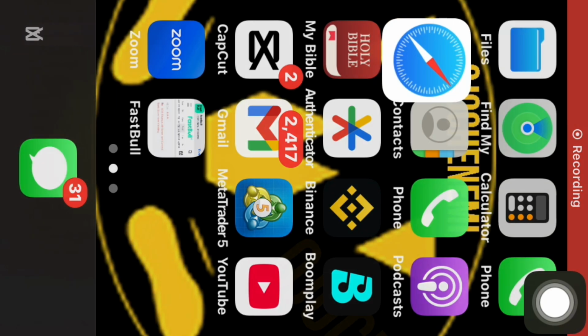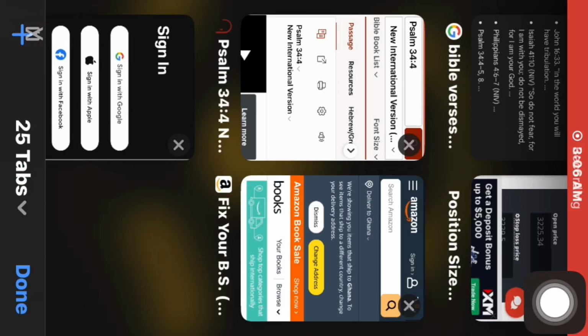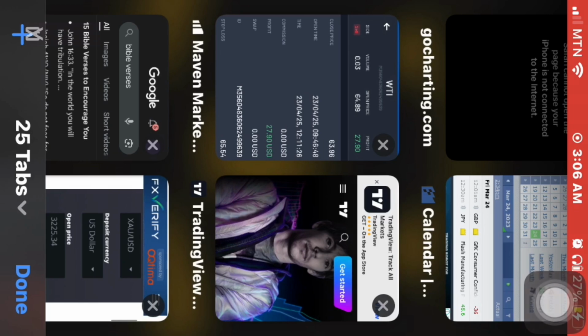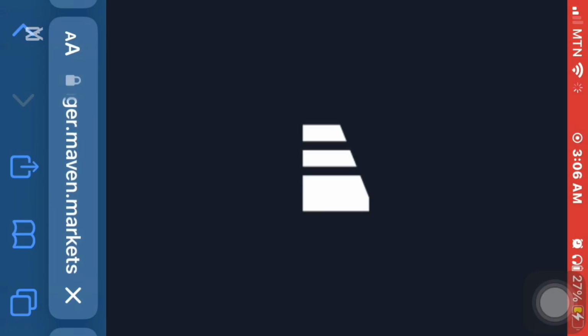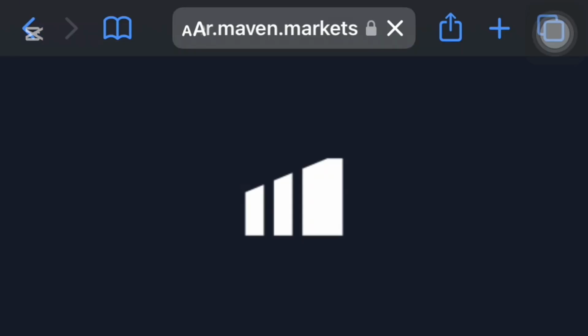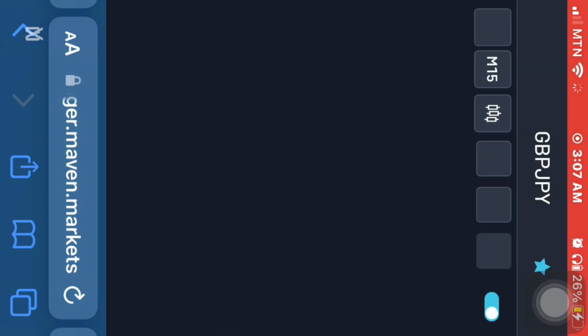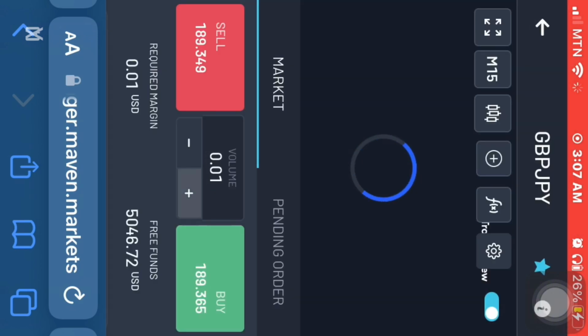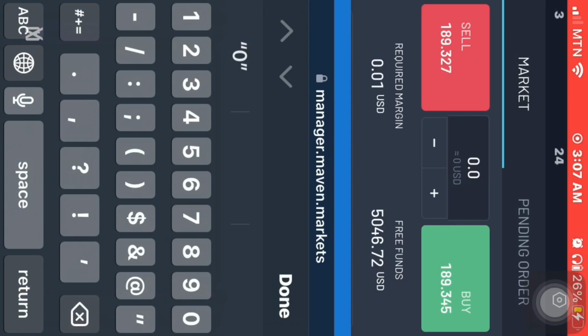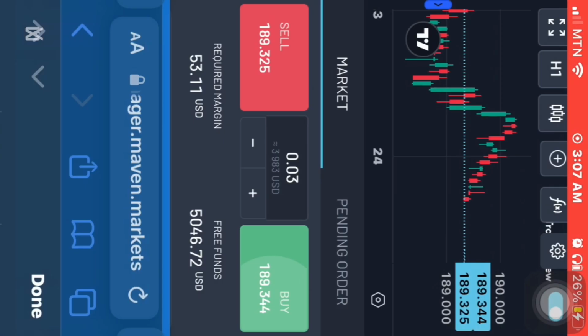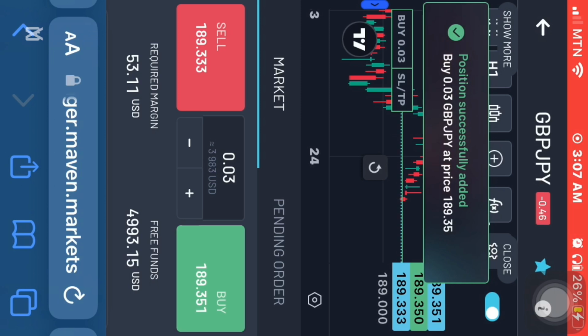So I'm using my phone for the recording of this entry. I'll be going on my Prophem right now on my accounts. I'll be buying there on my account right now. So I'm going on the GBP JPY. Sorry for the slide, I'm using my phone for the recording of this entry. So I'll be going on 0.03 and I'll open a double position on this particular buy.